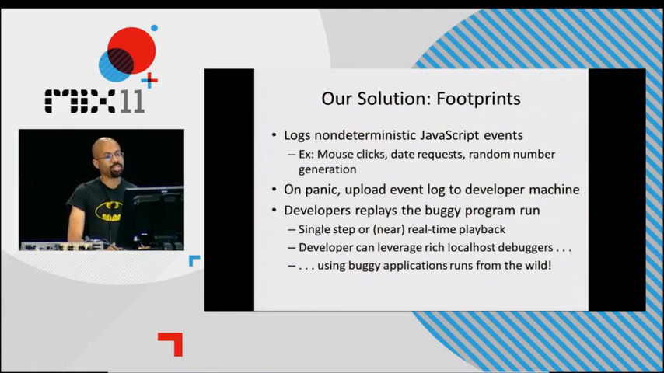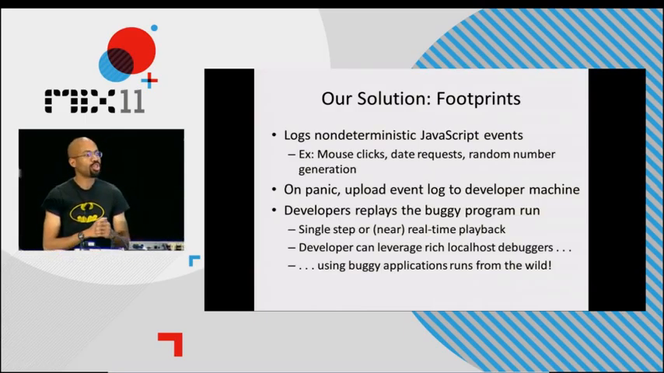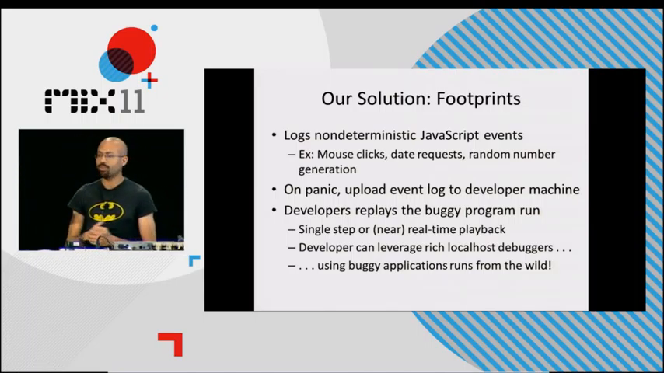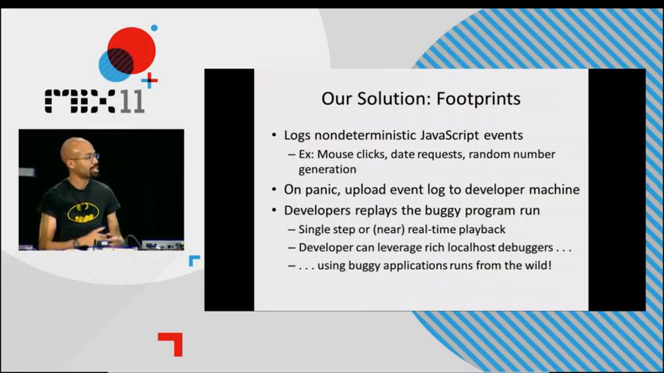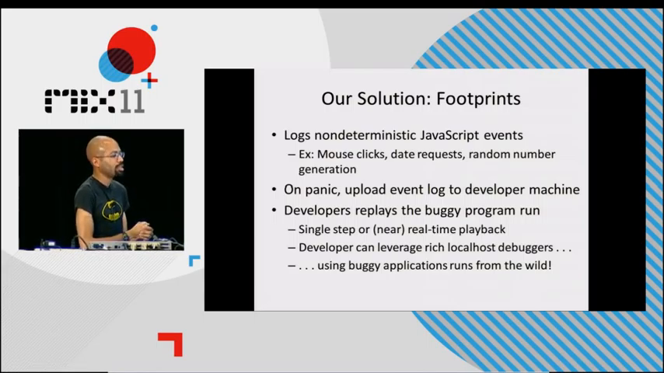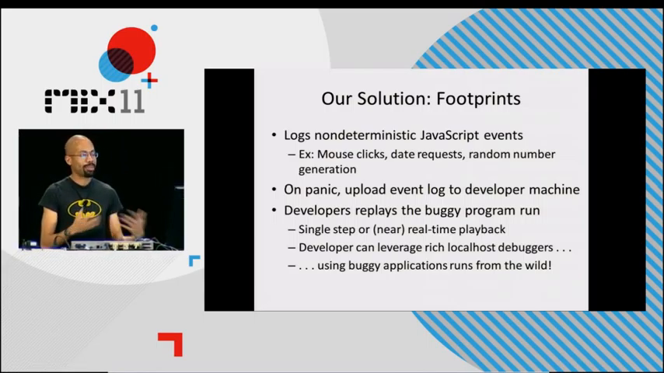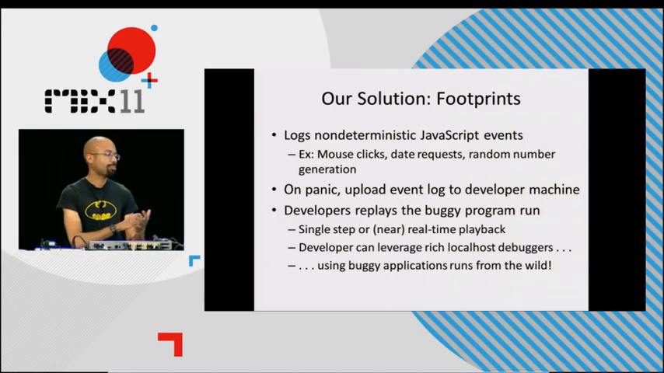So here's what we do. We come up with this tool called Footprints, and what it does is that it logs all the non-deterministic JavaScript events that take place on the client. Things like mouse clicks, things like date requests, things like random number generation. I'll go into this in more detail in a second. But essentially, we log all that non-deterministic activity on the client side, and then when something goes wrong, the user can hit a panic button. And that panic button is going to send that log back to the web developer.